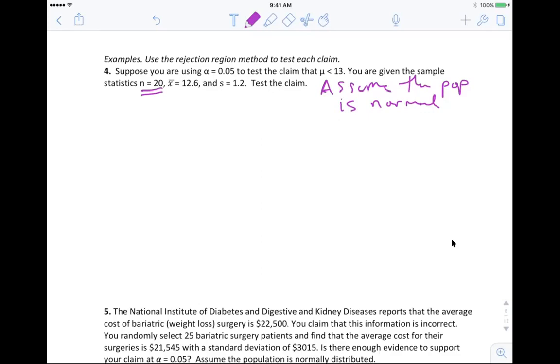Okay, step 1, H0 and HA. Here we go. This part you know how to do. The claim is mu less than 13. That's an HA because it does not have equals.